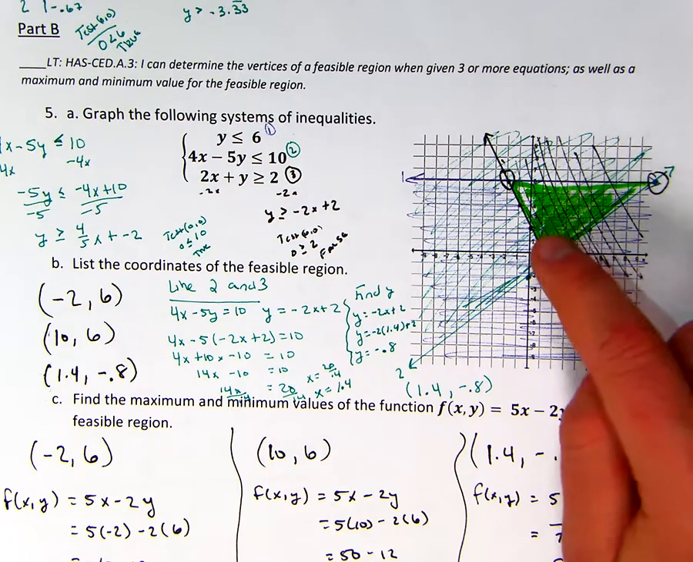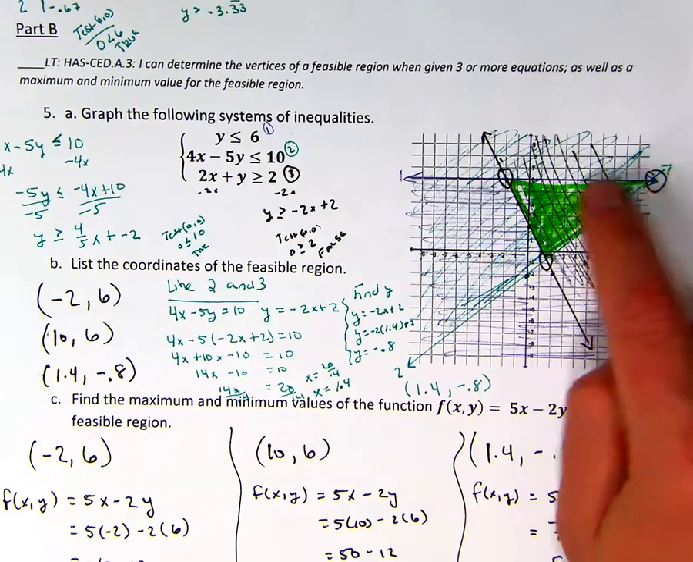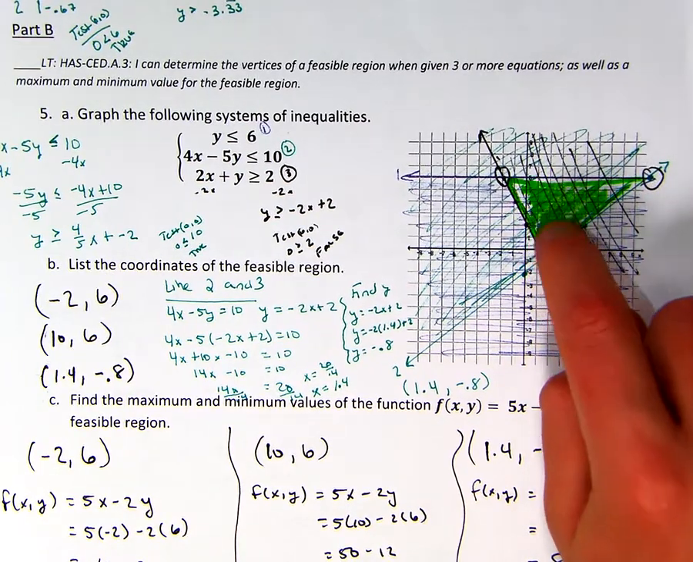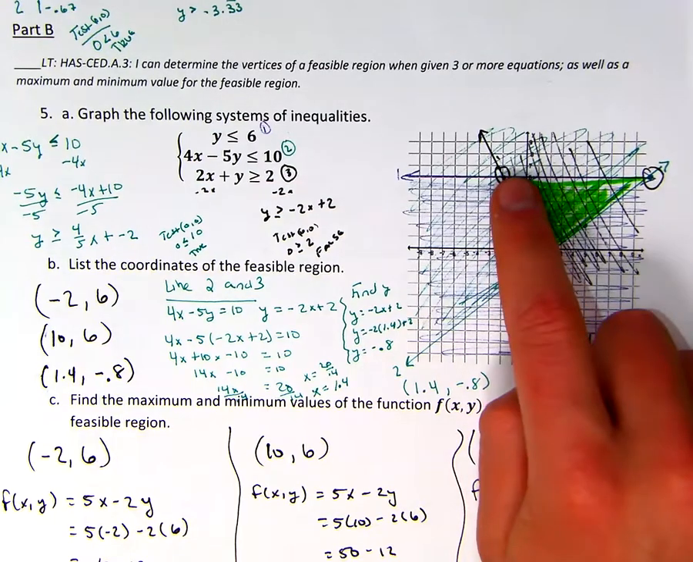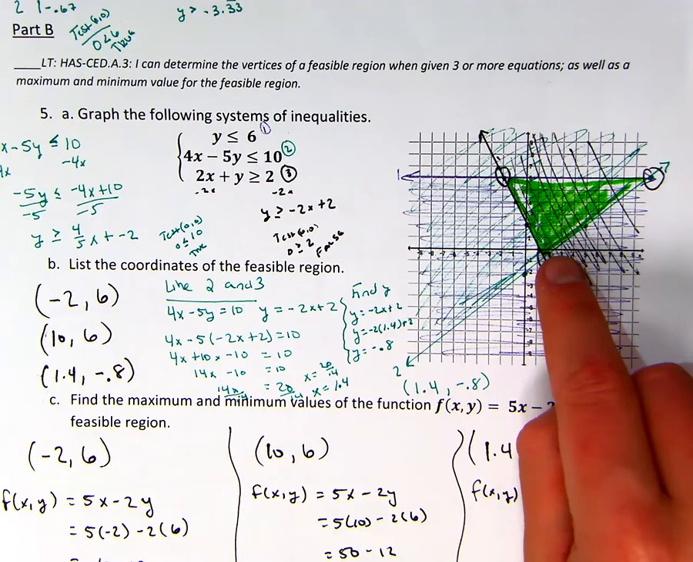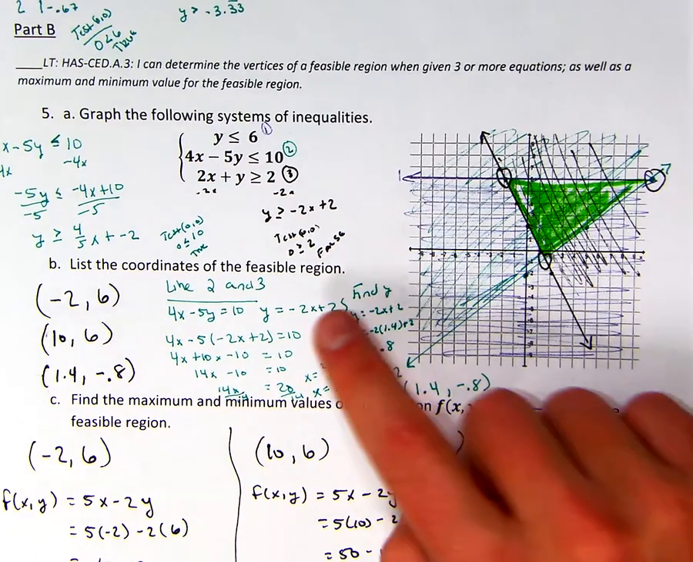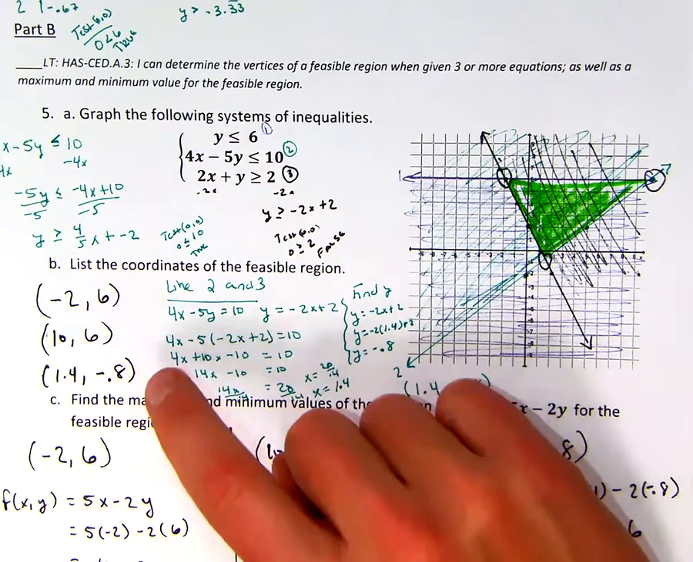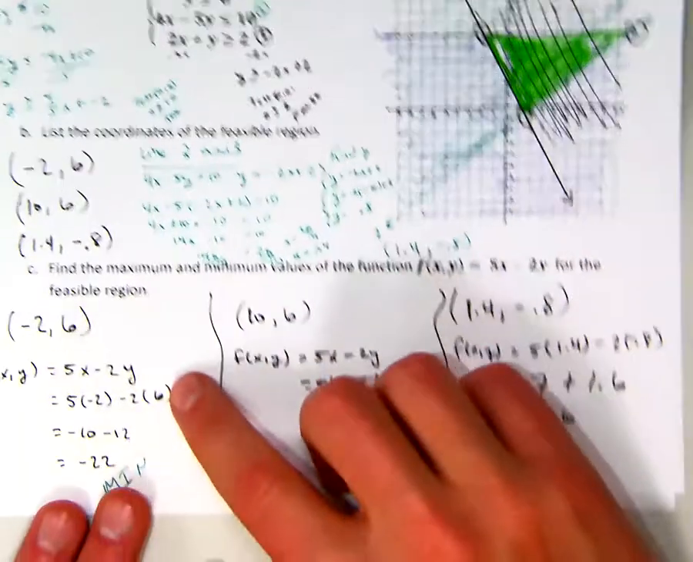Then you want to find what are the coordinates of the triangle, because basically you can get the shading where this triangle is overlapped. What are the coordinates? I got negative 2, 6, 10, 6, and then 1.4, negative 0.8. Once you do that, you find these 3 parts, and on your test you won't have a decimal at all.